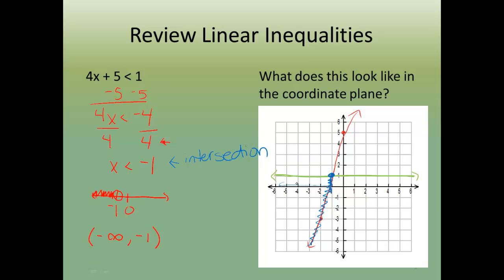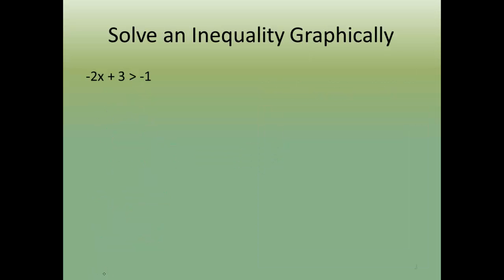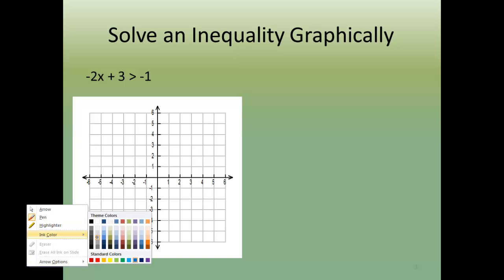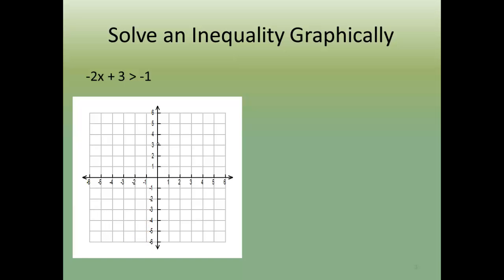So let's continue looking at this on the coordinate plane. Let's see what some other ones look like. So we're going to solve this inequality graphically. I'm going to start by graphing the left-hand side, so negative 2x plus 3. You know what? Let's keep the blue. So there's my y-intercept, a slope of negative 2. And I'm going to get a couple of good points. And so there's that.